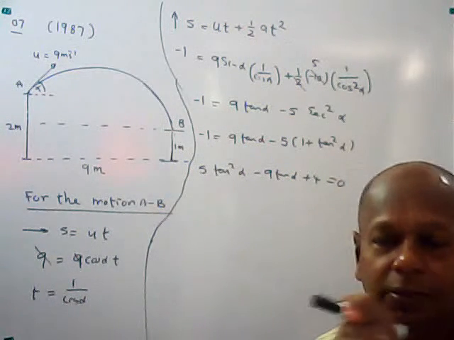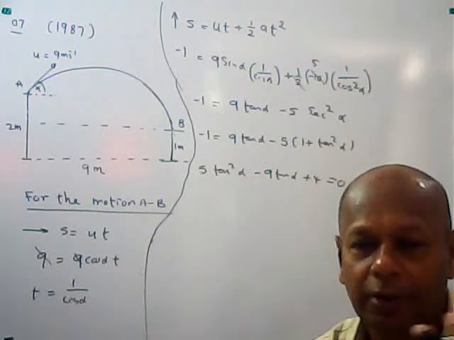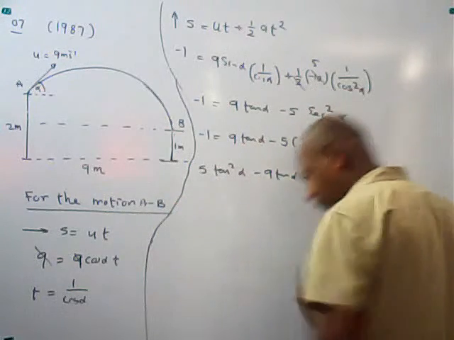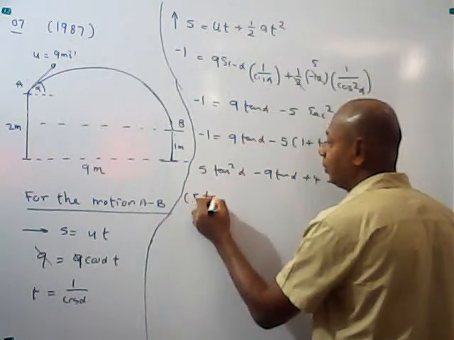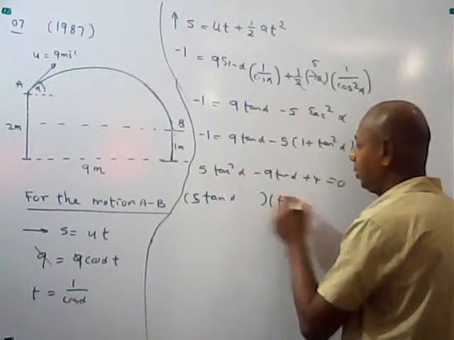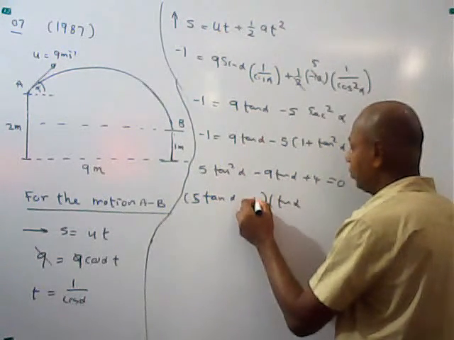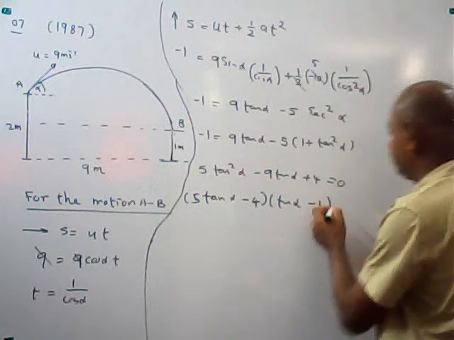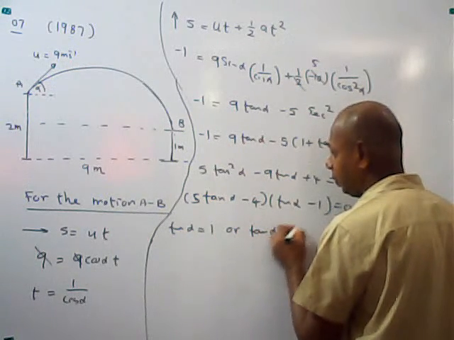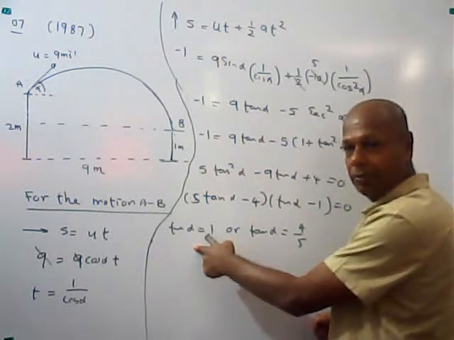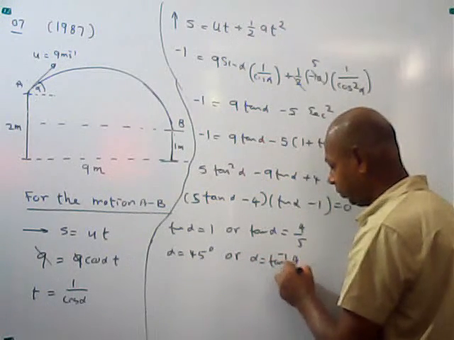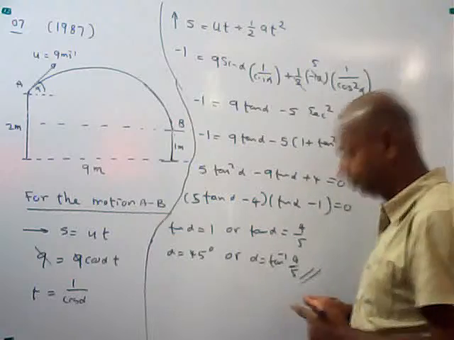Anyway, now you have a quadratic equation in tan alpha. We want to find alpha, and the only thing to do is solve this. You can see the factors too: 9, 5, 4. You can create 9 here with 5 tan alpha and tan alpha. In the middle, you can write minus 4 and minus 1. So that gives tan alpha equals 1 or tan alpha equals 4 over 5. This is a known value. Alpha equals 45 degrees, or alpha equals tan inverse 4 over 5. So you get two answers for alpha. That's the answer for the first part.